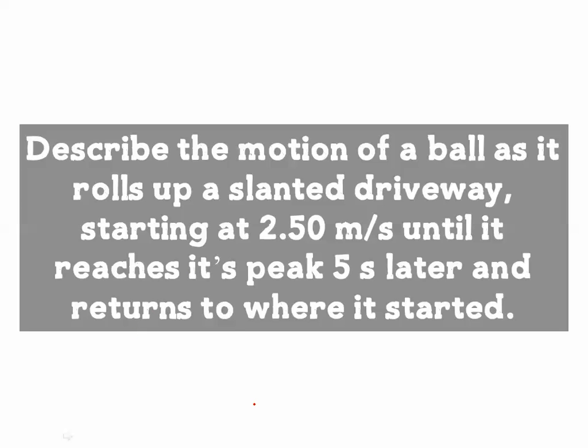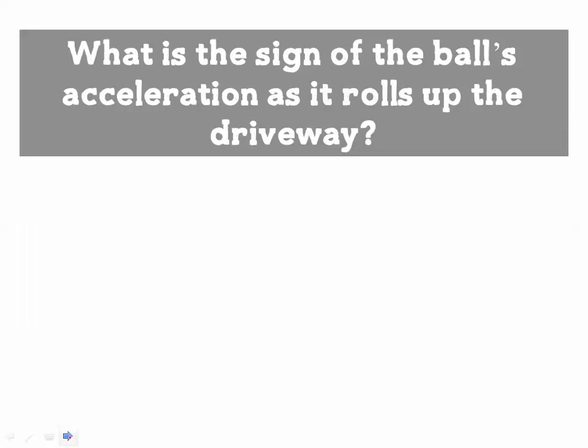Now let's work on the sample problem here, where we've got the motion of a ball. We roll it up a slanted driveway with a speed of 2.50 meters per second. It then reaches the peak of the driveway after 5 seconds and it starts to roll back down. First of all, describing that, the ball is going to move upward.